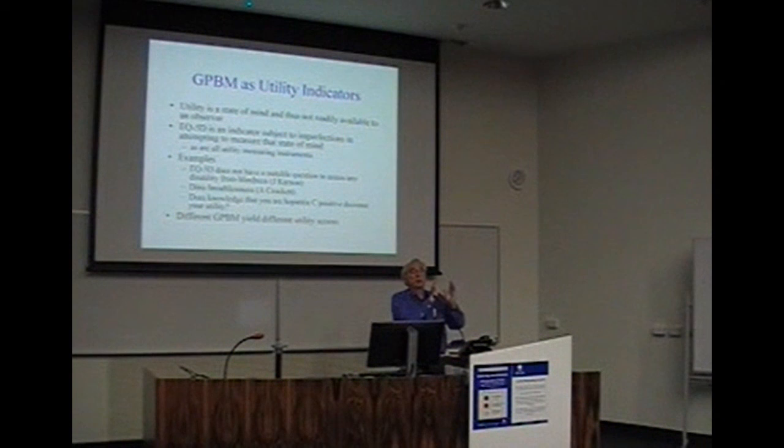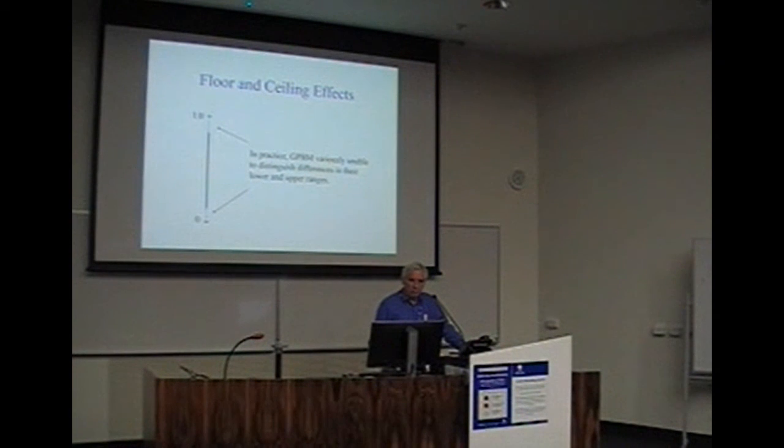Utility is a state of mind, and thus it's not readily available to an observer. So the EQ5D, for example, is an indicator, and it's subject to imperfections in attempting to measure that state of mind, as are all utility measuring instruments. So there's not perfection in this game, and my personal view is that we'll never get to perfection in this game. For example, the EQ5D doesn't have a suitable question to assess disutility from blindness, ditto from breathlessness, and does your knowledge that you have a particular health state, which for the moment isn't causing you any problems, namely hepatitis C positivity, affect your utility? And another problem is that different instruments give you different utility scores. And I also should mention that it's usually not possible to get to the very top or the very bottom of the scale.